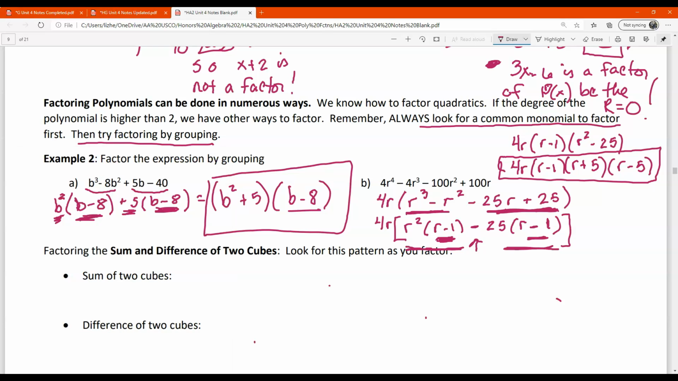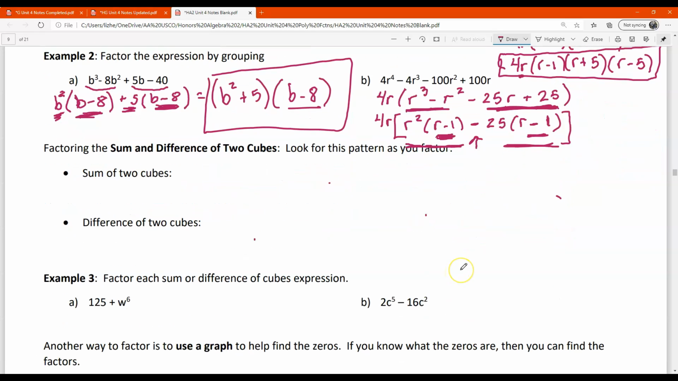That's really irritating. Okay, so just if this was an equation, what would the zeros be? 5, negative 5, 1, and 0. Don't forget about that right there. That's a 0. Okay, next, factoring the sum and difference of two cubes.